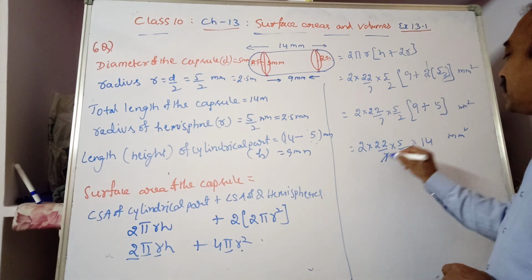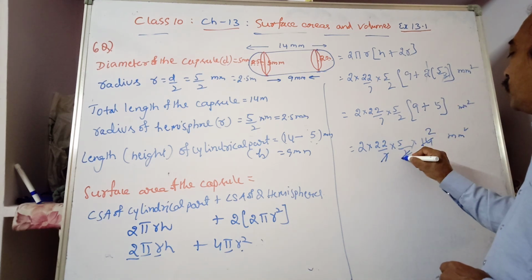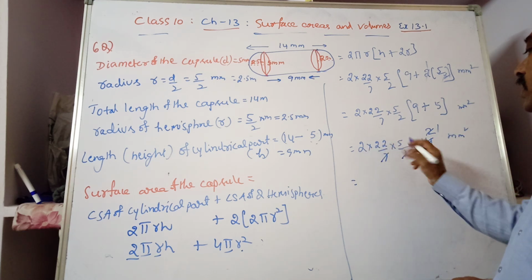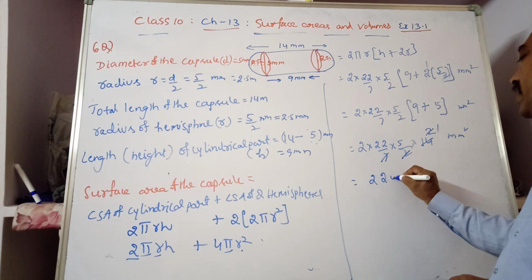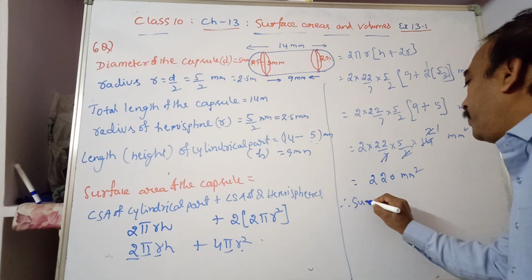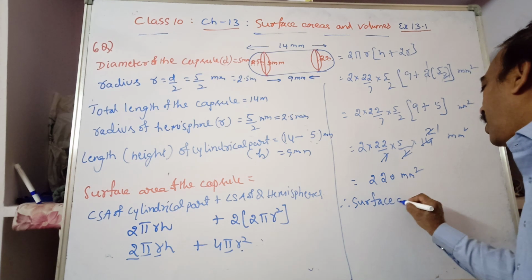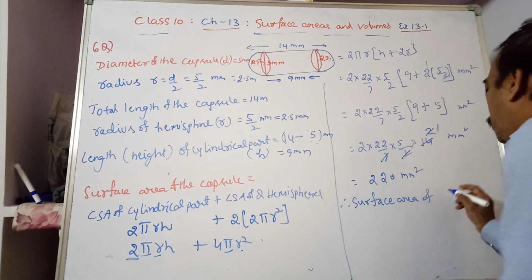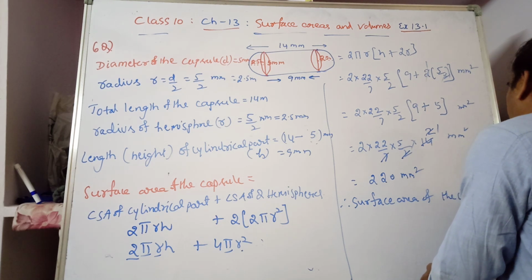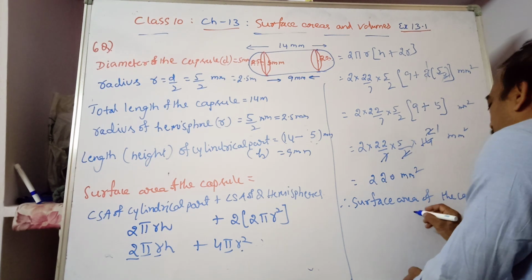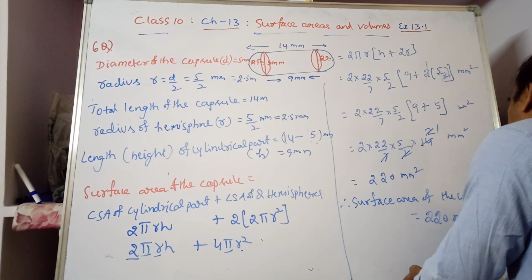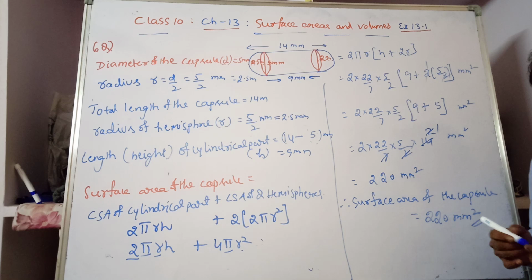Now 7 ones are 7, 7 twos are 14, 2 ones are 2, the ones cancel. So 2 into 22, 44 into 5, 220 millimeter square. Therefore, the surface area of the capsule is equal to 220 millimeter square. I hope it is clear to you.